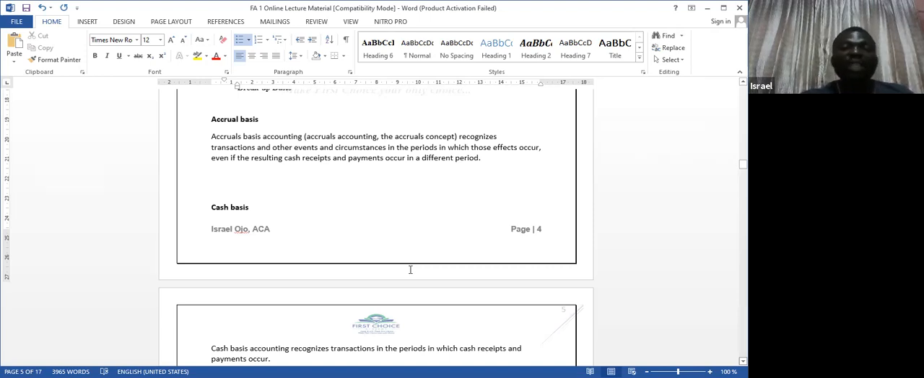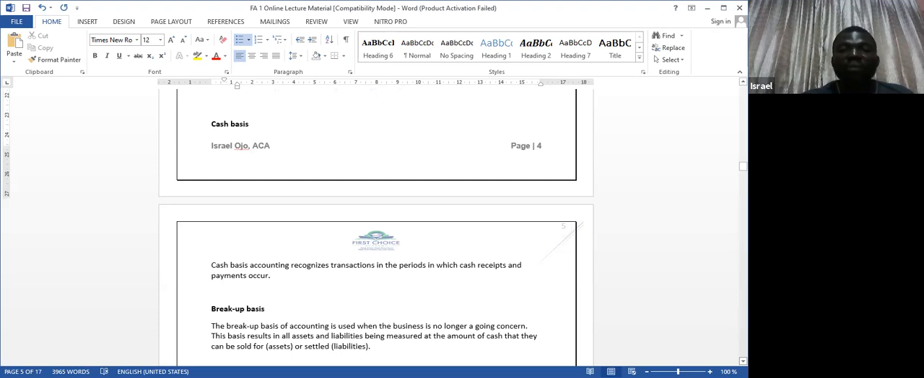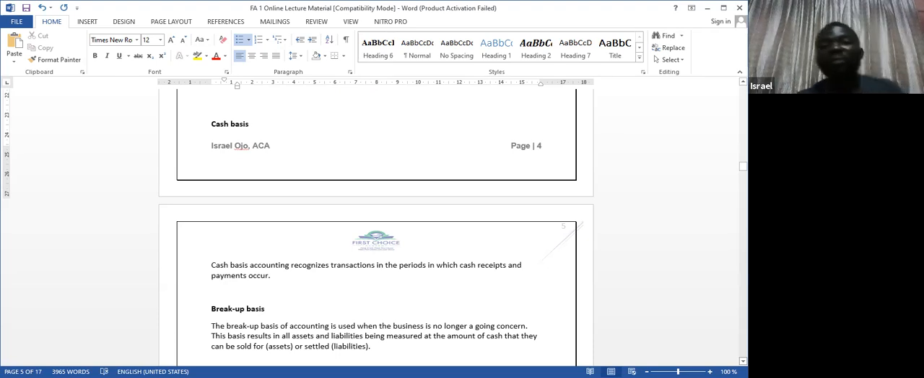Now, cash basis. Cash basis is a technique used to record financial transactions in the financial statement whenever revenue is received and whenever expenditure is paid. It means that only when there is cash receipt and cash payment do you record a financial transaction in your financial statement. Anytime there is no evidence of cash receipt or cash payment, that transaction will not be found in your financial statement.